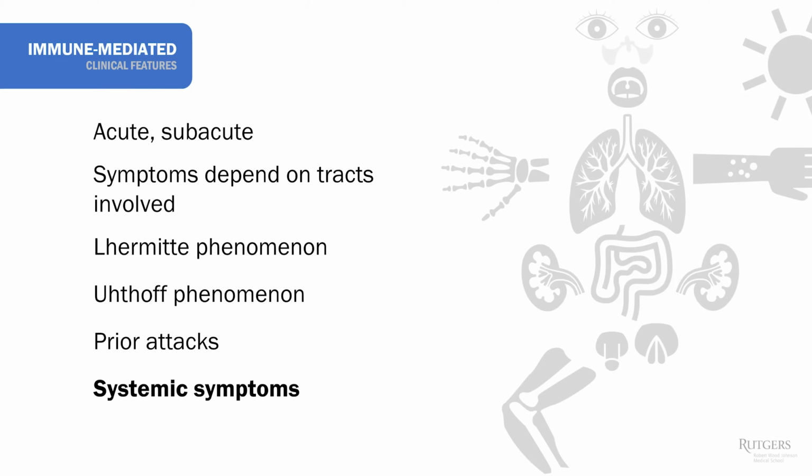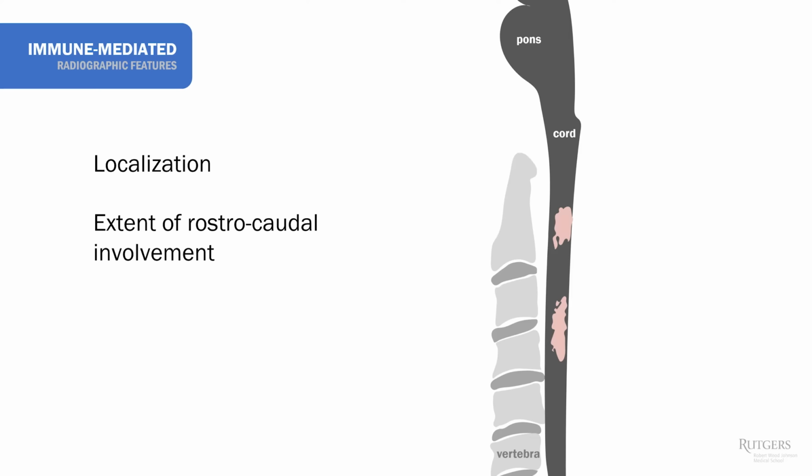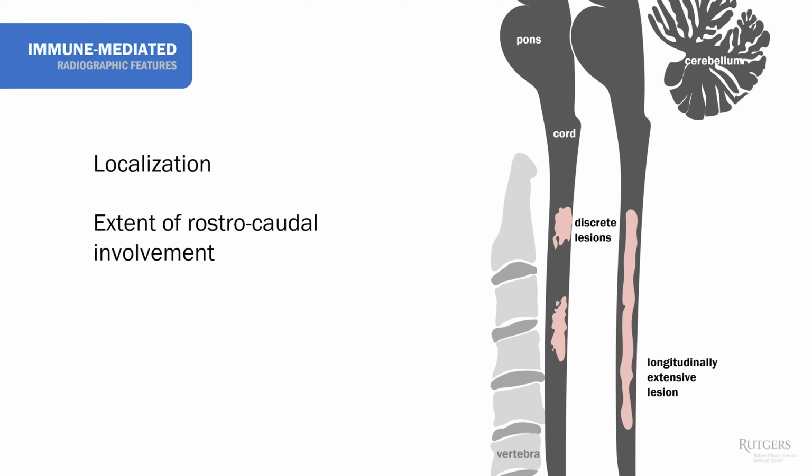Now, let's talk about the radiographic features. Localization is important for CNS inflammation. Centrally located lesions in the cord tend to be caused by NMO and neurosarcoidosis. MS can involve the posterior cord. Specific tracts, such as dorsal or lateral columns, may be damaged by paraneoplastic etiologies. The extent of the lesion is also important. We're talking about short segment or discrete lesions, less than one vertebral segment, and compare those to longitudinally extensive lesions involving at least three or more vertebral segments.